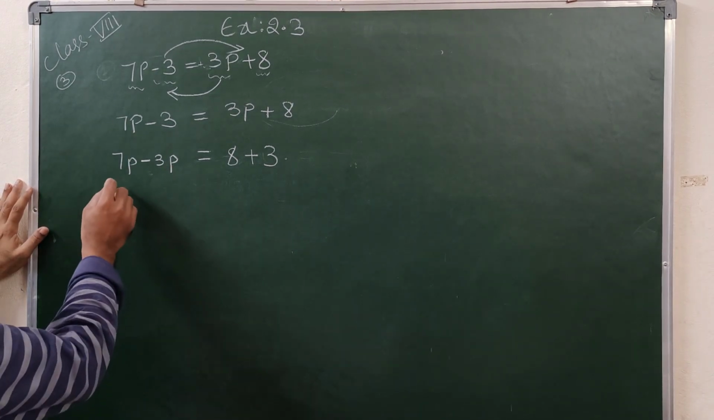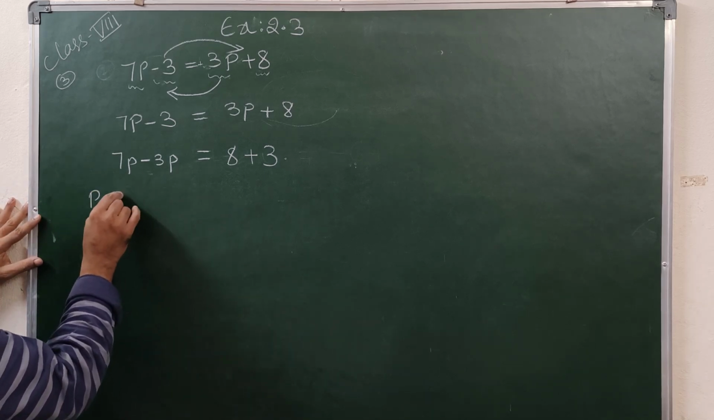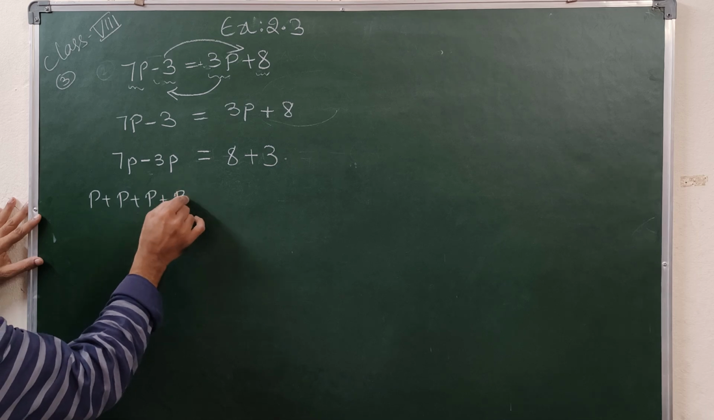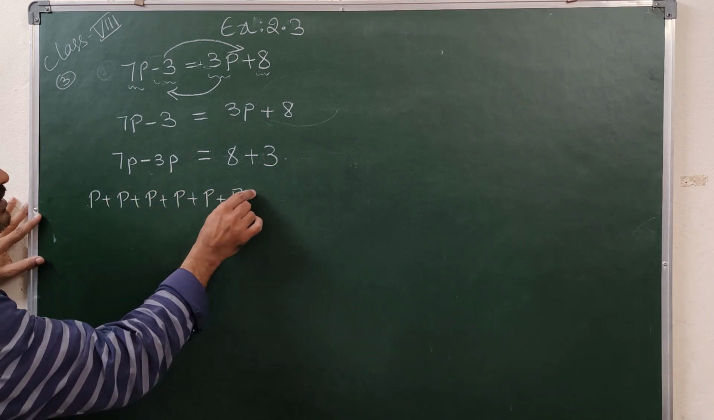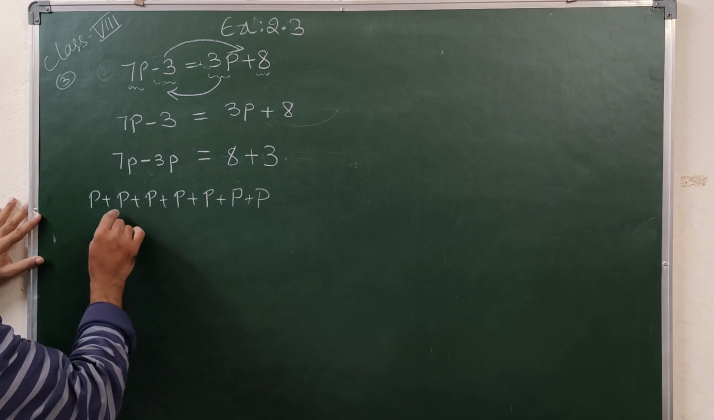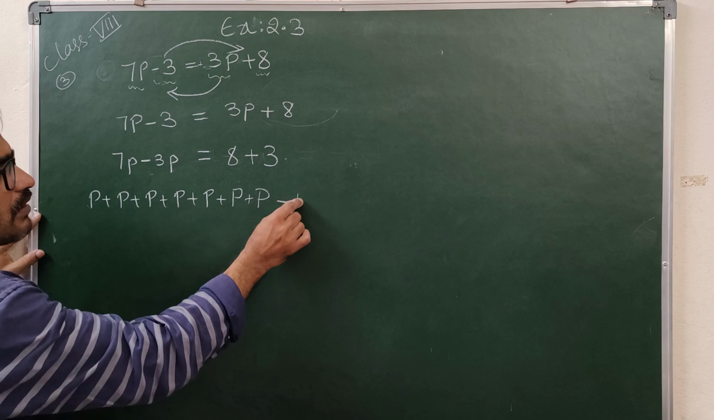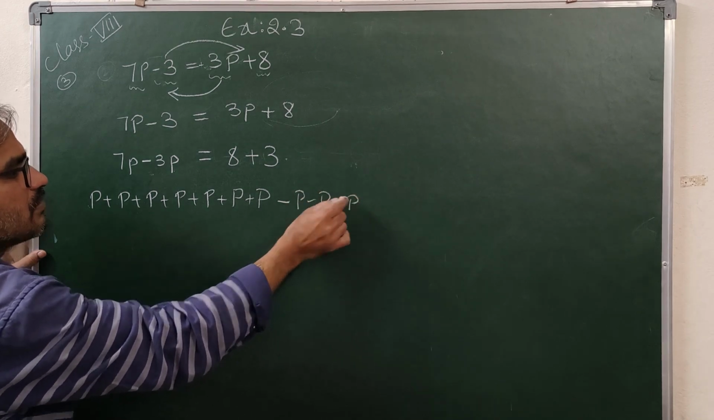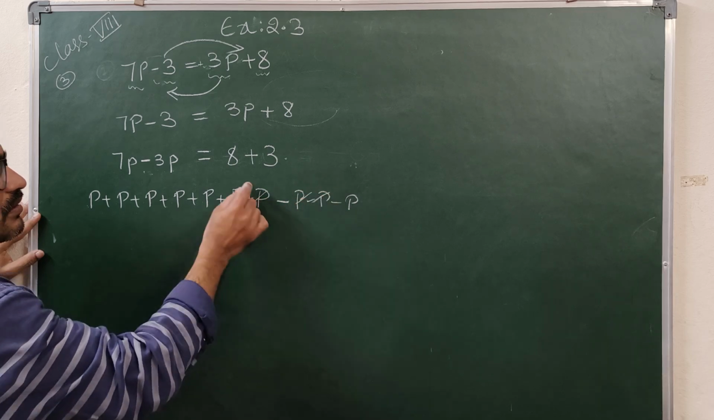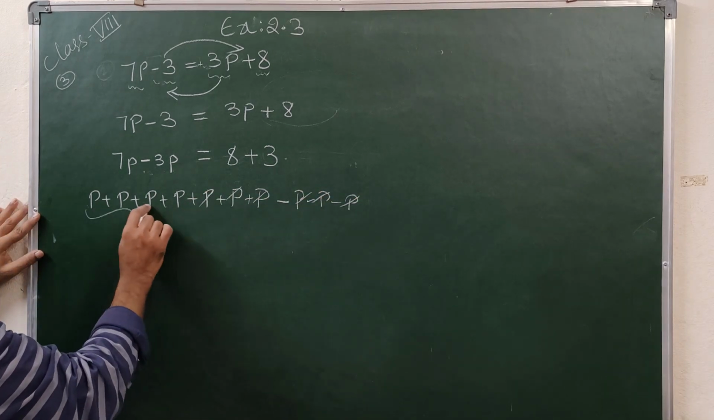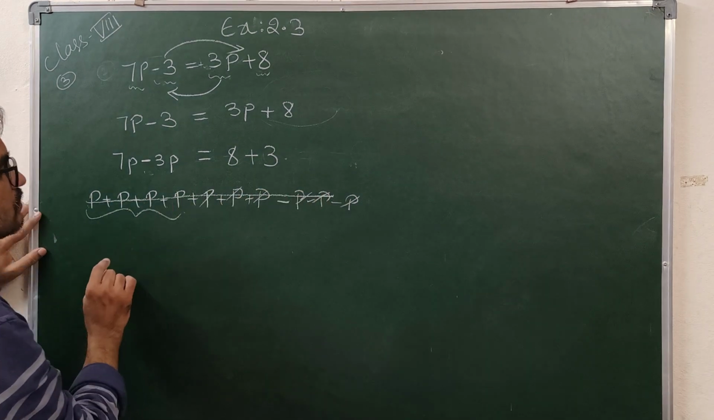7p minus 3p. 7p means, as I discussed, p plus p plus p plus p plus p plus p plus p. How many times? 1, 2, 3, 4, 5, 6, one more p. Totally 7 p's. Minus 3p means minus p minus p minus p, that is, from this 7p you have to remove 3 p's. Plus 4 p's will remain. So that is why you should not do this here.